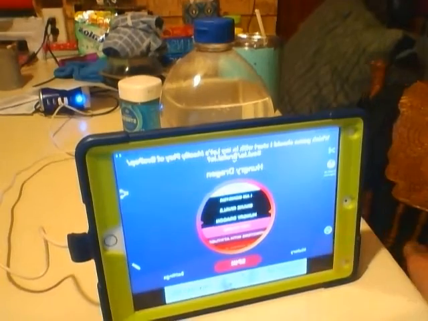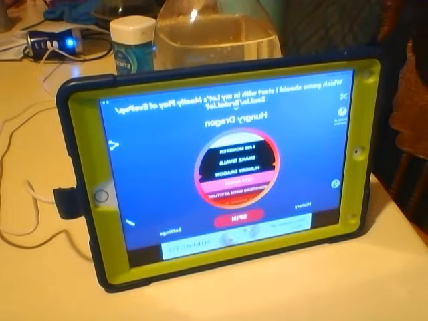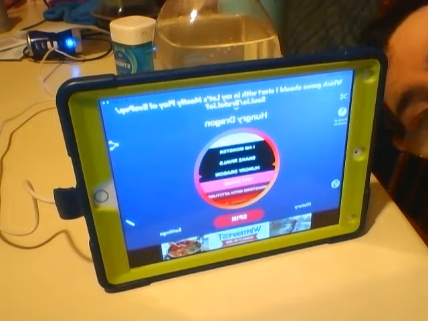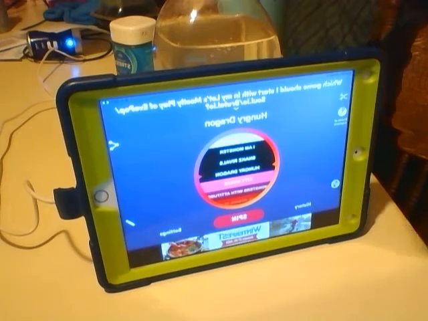Wait a minute, that actually kind of helped. I didn't think moving it the way I did would actually help, but I think it actually did. Wait a minute. Hold on a second.